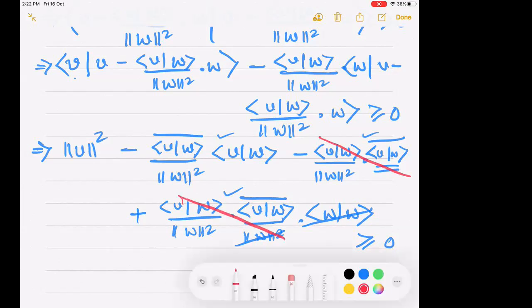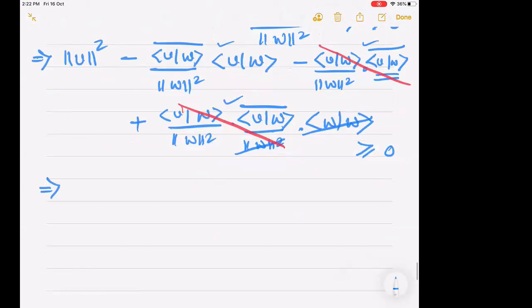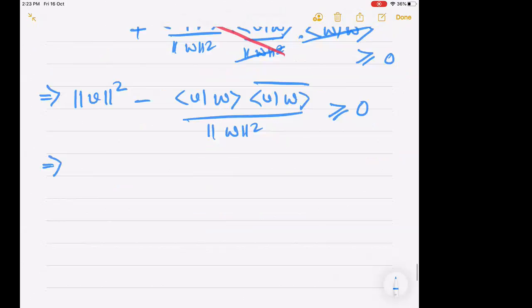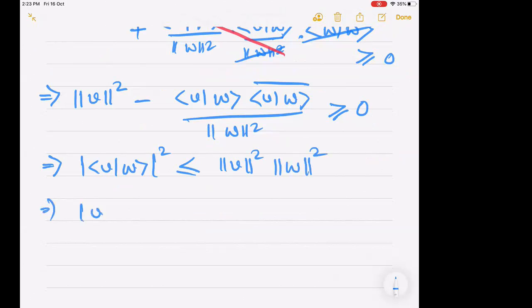So ultimately this gives us V norm squared minus the magnitude of <V,W> squared divided by W squared is bigger than or equal to 0, which is in fact the same as saying, multiplying both sides with W squared and rearranging, the magnitude of <V,W> squared is less than or equal to V magnitude squared W magnitude squared, which is of course the same as saying |<V,W>| is less than or equal to ||V|| ||W||. That's the Cauchy-Schwarz inequality, right?